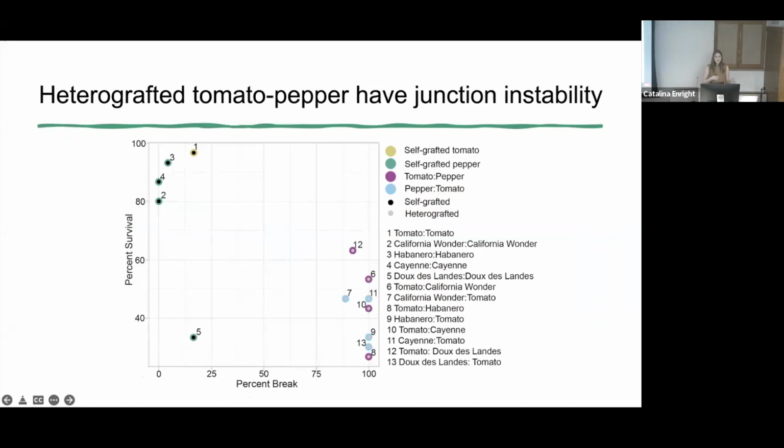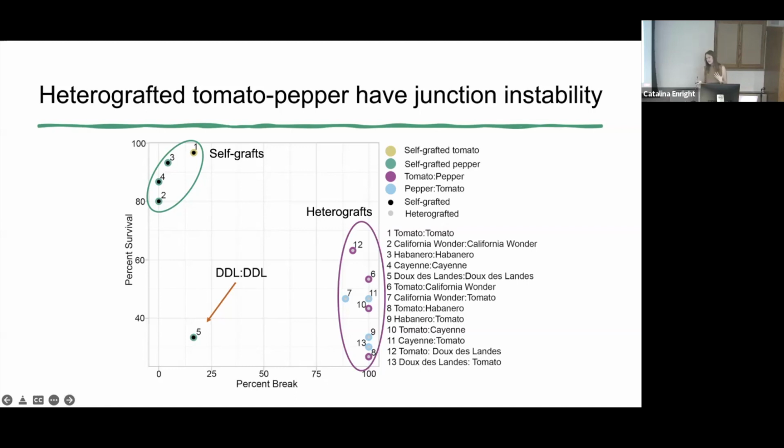And if we plot survival against the percent that broke, so survival is the y-axis and the percent that broke is the x-axis, we of course have Dur-de-Lanz hanging out in the middle by itself. So kind of low survival, but also low break. All of the other self-grafts cluster up here, high survival, low break, and all of the heterografts have high break, low survival. So this seems to be a pretty stable trend with the exception of Dur-de-Lanz.